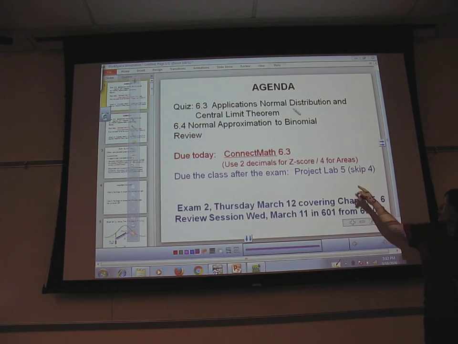Then Project Lab 5 will be due the class after the exam. So that'll be due on Tuesday, and your exam is on Thursday. I'm going to most likely not have class if you guys are good. Is the Thursday before spring break probably the best day to not have class? Yeah. Okay, so we'll do that. This Thursday we have the exam, and then we'll have class on the following Tuesday, and then no class after that.